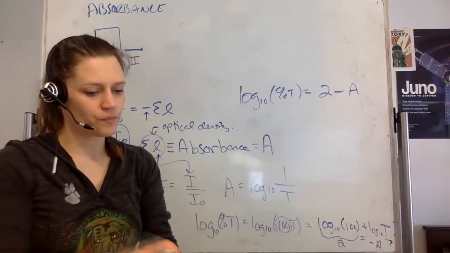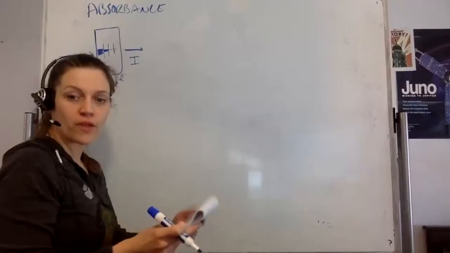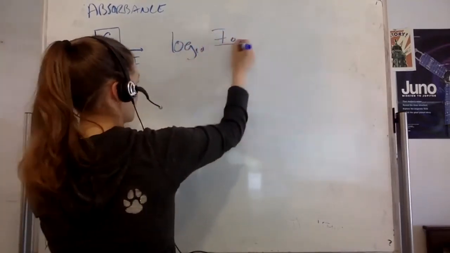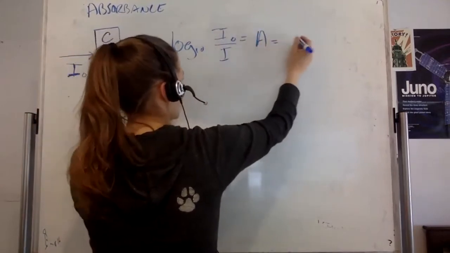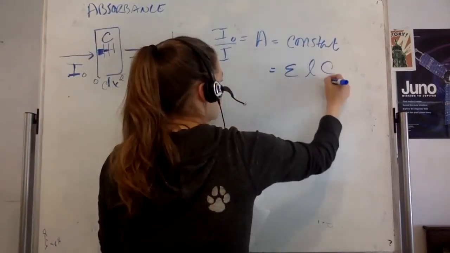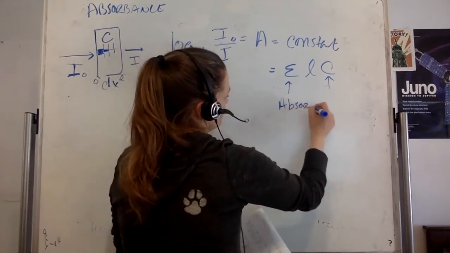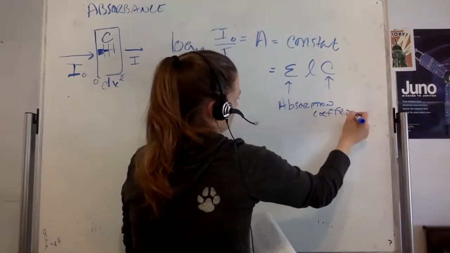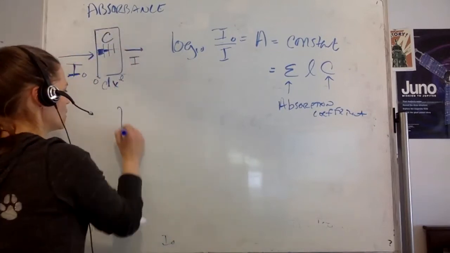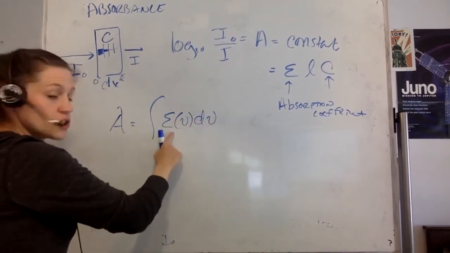Okay. Let's convert this to Beer's Law. So, pause. If there's a certain concentration here, we have log base 10 of I0 over I, and that is equal to A, which equals epsilon times L times the concentration, where epsilon is the absorption coefficient. It's material and wavelength dependent. And one of the interesting things about this is that A is related to the integrated absorption coefficient.